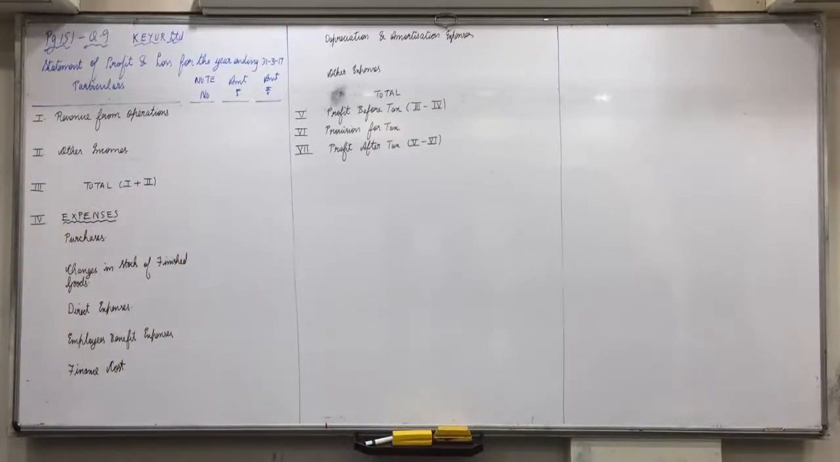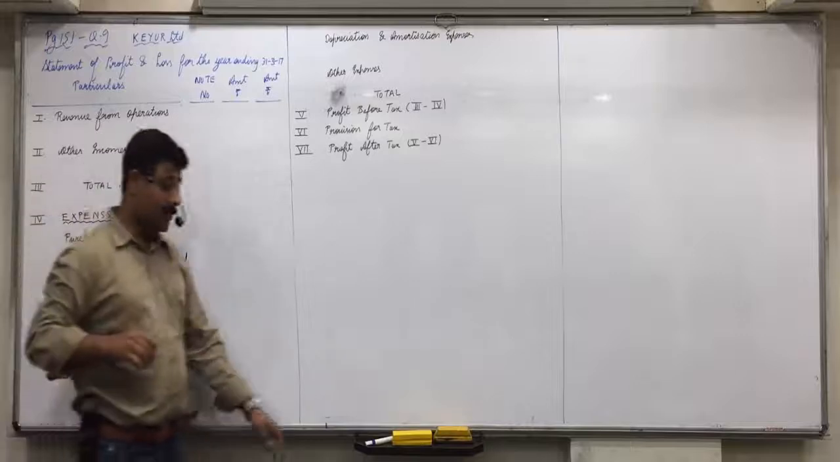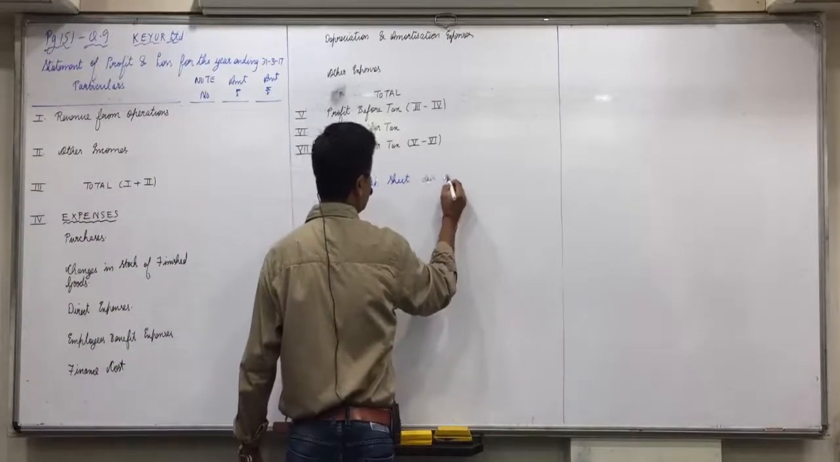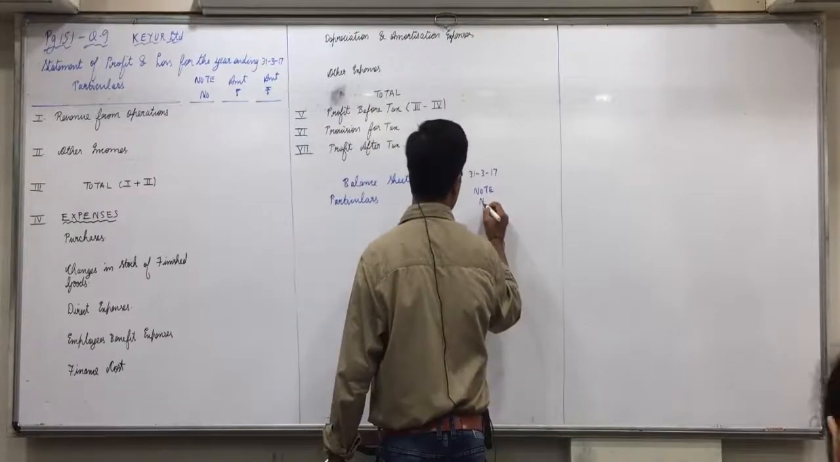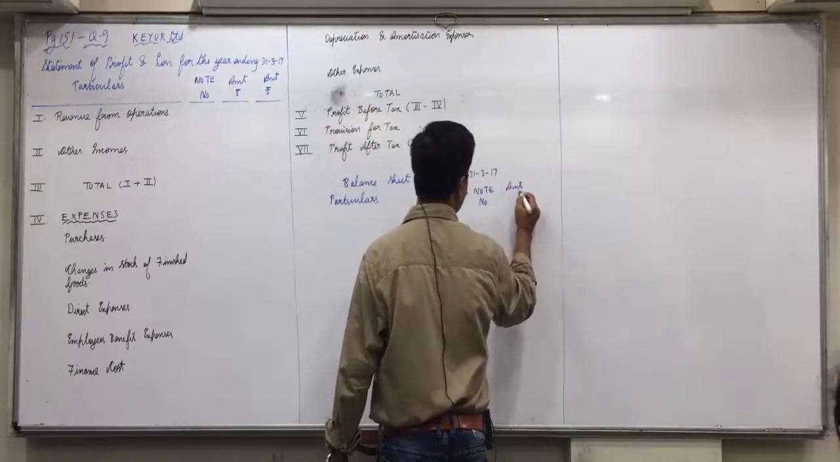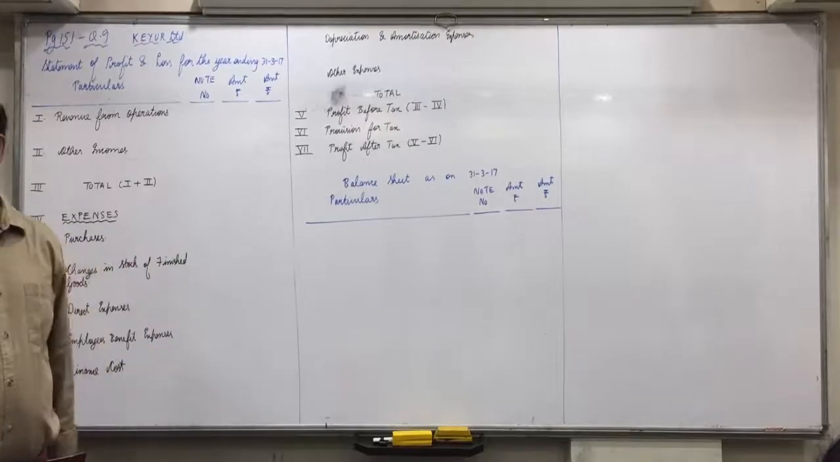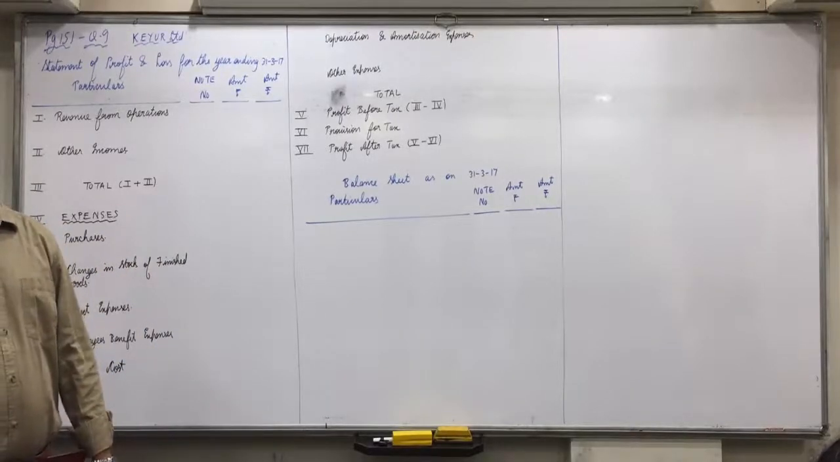Now in 1 minute, make the columns of the balance sheet. Balance sheet as on 31/3/17. Particulars, note number, and 2 columns of amount. What is the first heading? Before that, who is prompting in between?